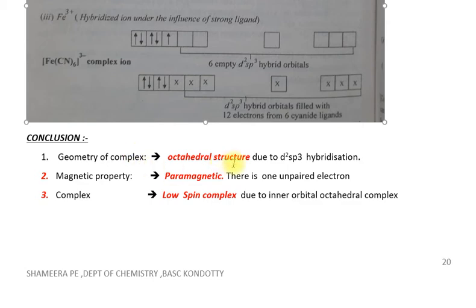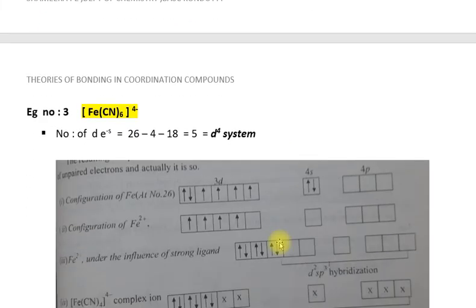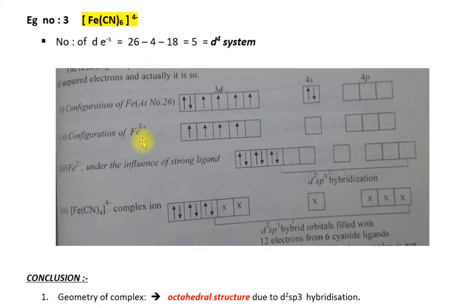The geometry is octahedral due to d2sp3 hybridization, and the magnetic property is paramagnetic. The strong ligand is given, therefore low spin complexes are formed due to the inner orbital octahedral complexes. And another example is Fe(CN)6 4-. Here the central metal ion is a d4 system.